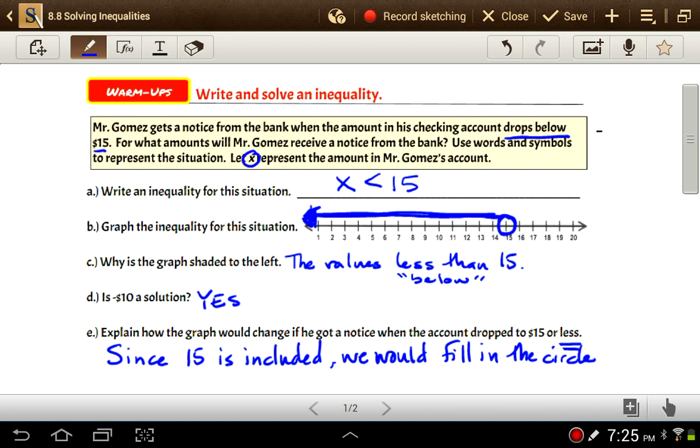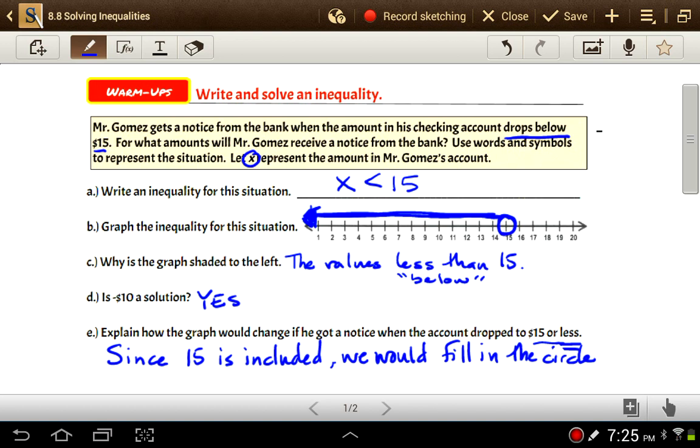Now C was answered in my explanation. Why is the graph shaded to the left? Because those are the values that are less than 15, the ones below 15. So I answered C in my explanation of B. D: Is negative 10 a solution? Yes, it is, because negative 10 is less than 15. So if Mr. Gomez spent some money and he ended up with negative $10 in his account, he would get a notification from the bank. And E, explain how the graph would change if you got a notice when the account dropped to 15 or less. Since 15 is included in the amount, we would fill in the circle, which would indicate that it can equal 15.